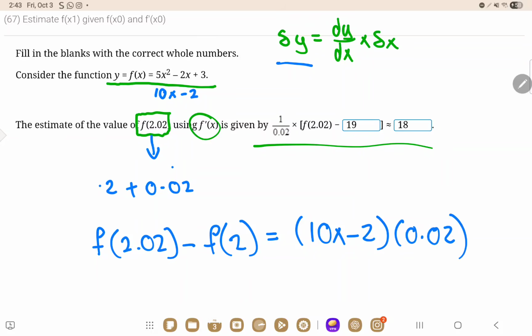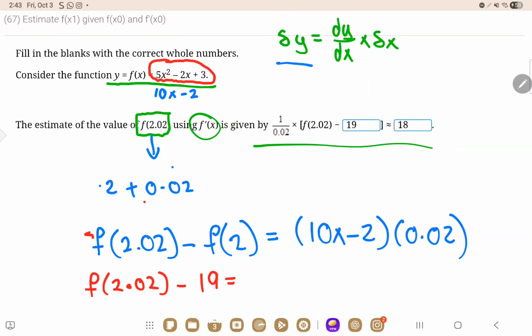Now we have all our givens, right? Now we have our entire equation. You're going to say, okay, now what do I do with this? We do not know what this value is, so we're going to keep it the same since we're trying to estimate its value. So f of 2.02 minus f of 2. Can we find f of 2? Yes. We just substitute 2 into this equation. So 5 times 2 squared, which is 5 times 4, is 20. Minus 2 times 2, which is 4. So 20 minus 4 is 16. 16 plus 3 is 19. So f of 2 is 19.